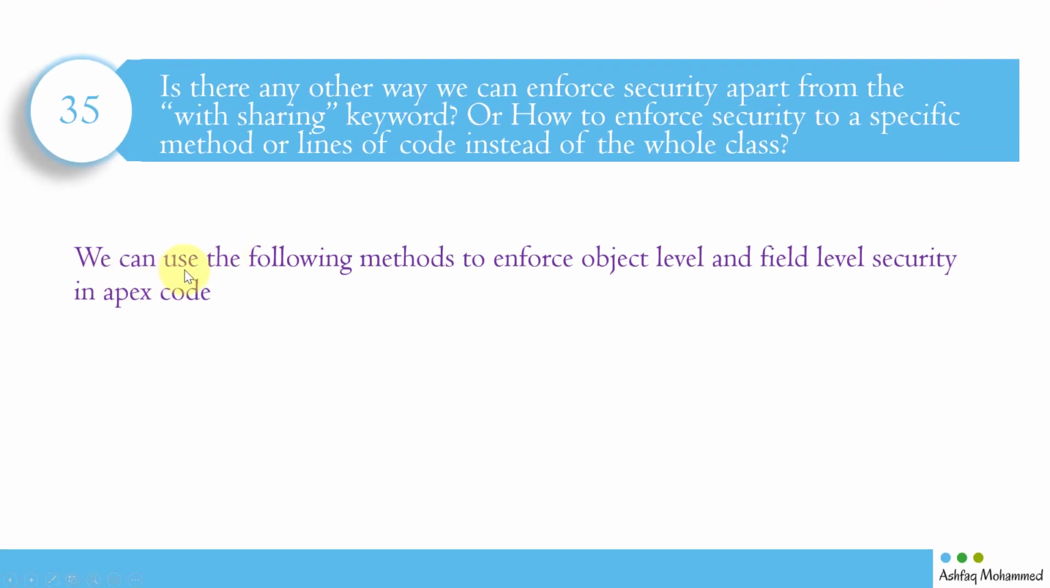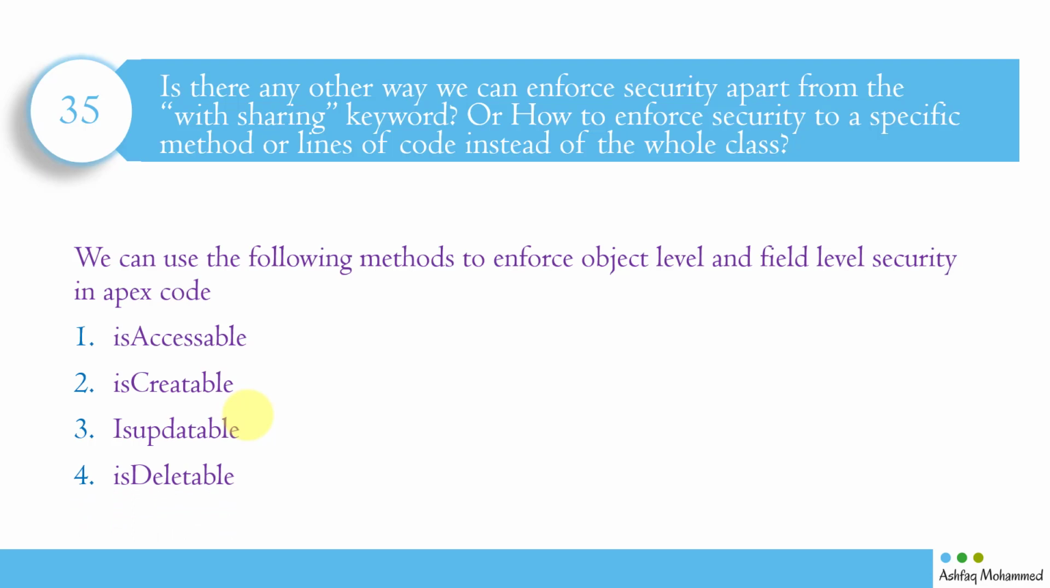So we can use the following methods to enforce object level and field level security in Apex code: isAccessible, isCreatable, isUpdatable, and isDeletable. So these are the methods which we can use to enforce object level and field level security in Apex. So how do we use these methods?